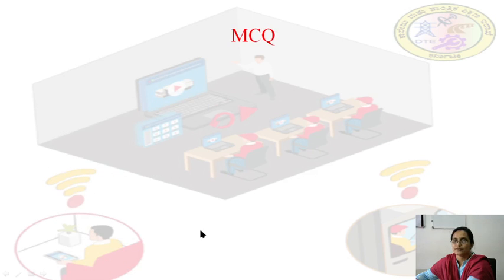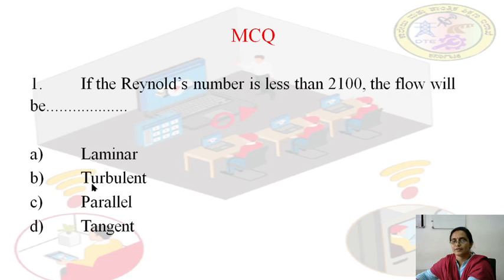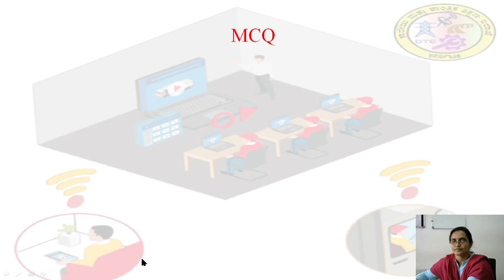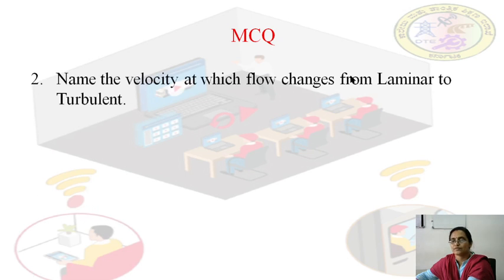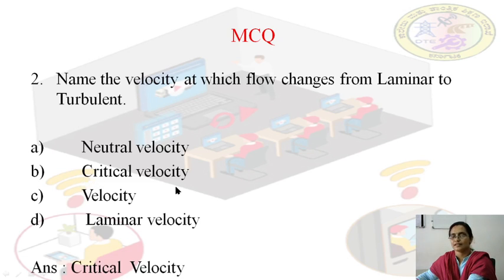Now coming to MCQs. If the Reynolds number is less than 2100, the flow will be: A. Laminar, B. Turbulent, C. Parallel, D. Tangent. The flow will be laminar. Name the velocity at which flow changes from laminar to turbulent: neutral velocity, critical velocity, or laminar velocity. The answer is critical velocity.